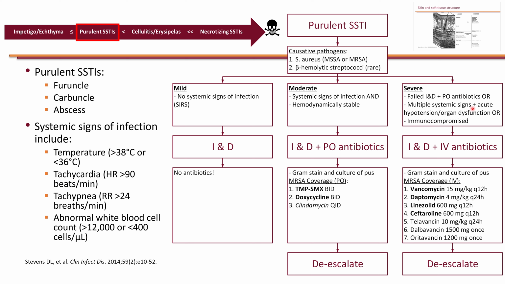Or if somebody had multiple systemic signs plus acute hypotension, organ dysfunction, or if somebody is just immunocompromised. So if it doesn't have any of these, purely if a patient is just immunocompromised, we will consider that the severe infection, and they will have to receive IV antibiotics. And again, antibiotics are targeting MRSA. So our drugs of choice are vancomycin for the most part, but also daptomycin, linezolid, ceftaroline.